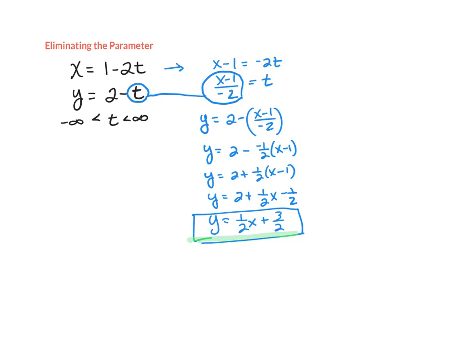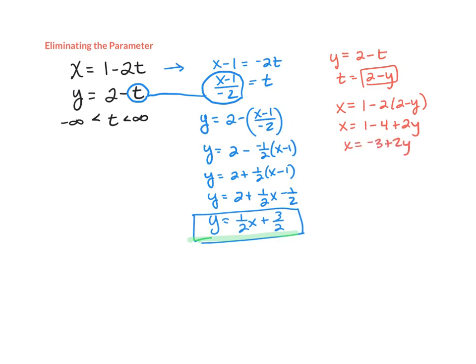Another way to do it would have been to solve for t on the second equation, which was y equals 2 minus t. Here t would equal 2 minus y. You could take that 2 minus y and plug it in for t in the x equation, so x equals 1 minus 2 times 2 minus y. And that would give us x equals 1 minus 4 plus 2y. And x would equal -3 plus 2y.